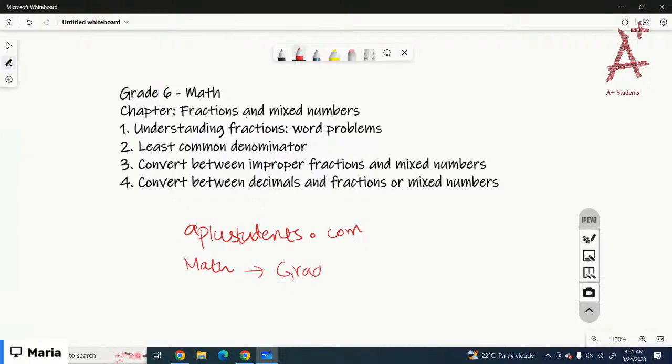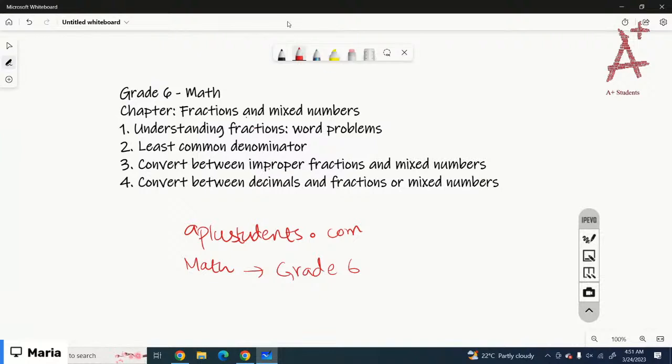Scroll down to grade 6 and then click on your lessons. There, you can find a list of the chapters. So, we're going to start with the chapter fractions and mixed numbers. And the lessons we're going to cover today are understanding fractions word problems, least common denominator, convert between improper fraction and mixed numbers, convert between decimals and fractions or mixed numbers.